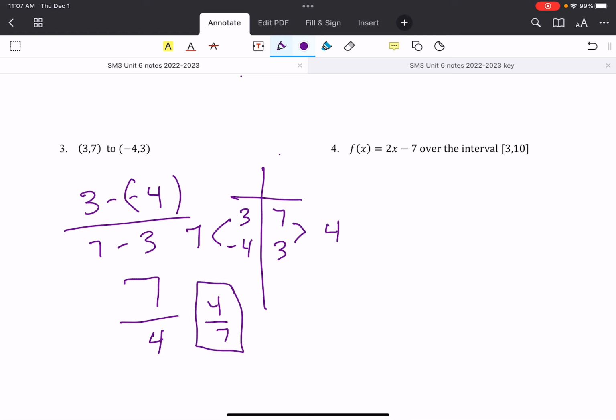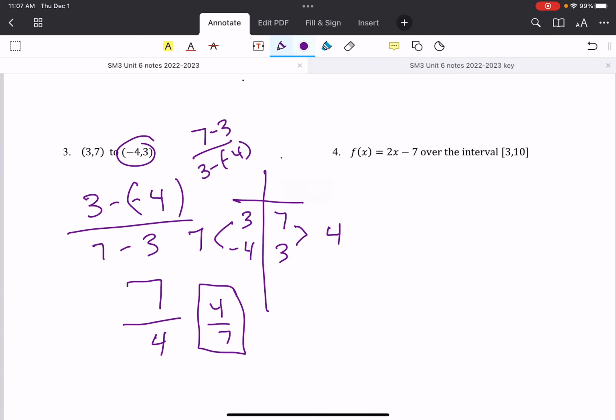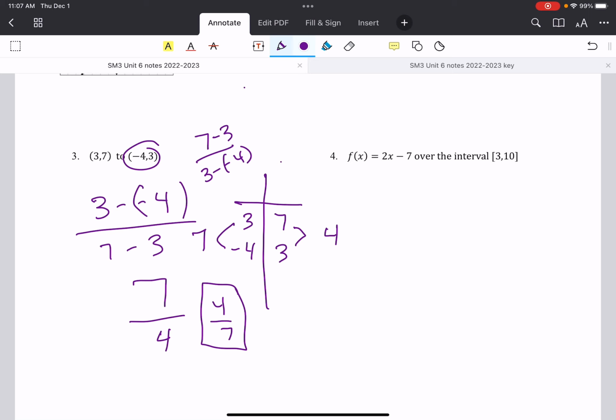So your y's go on top. This was right. It just should be 7 minus 3 over 3 minus -4. Everything you were saying was right. These need to be together, the 3 and the -4, and the 7 and the 3. We just needed to flip it. That's the answer. 4 7ths is your slope. Does that make sense now?